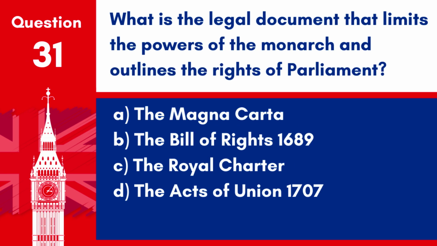Question 31. What is the legal document that limits the powers of the monarch and outlines the rights of Parliament? A. The Magna Carta. B. The Bill of Rights 1689. C. The Royal Charter. D. The Acts of Union 1707. Answer. B. The Bill of Rights 1689. The Bill of Rights 1689 is a legal document that limits the powers of the monarch and outlines the rights of Parliament, ensuring certain freedoms and establishing the rule of constitutional monarchy.